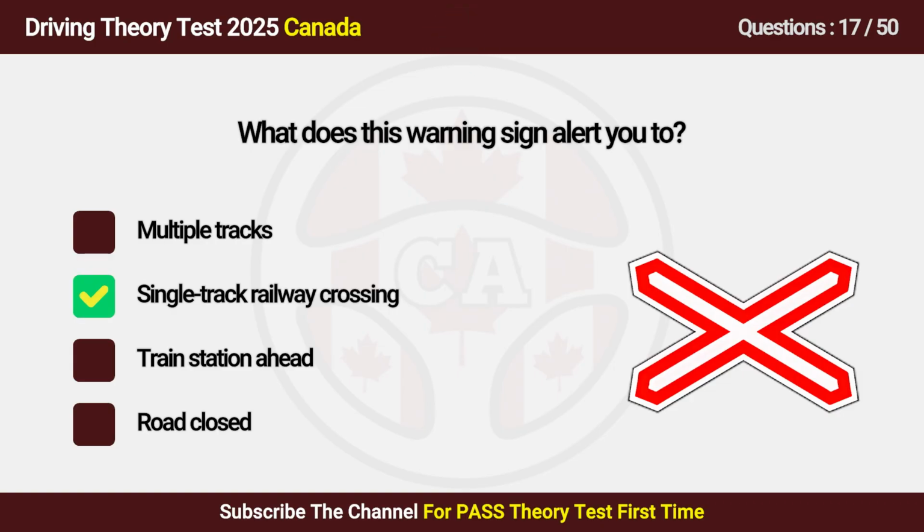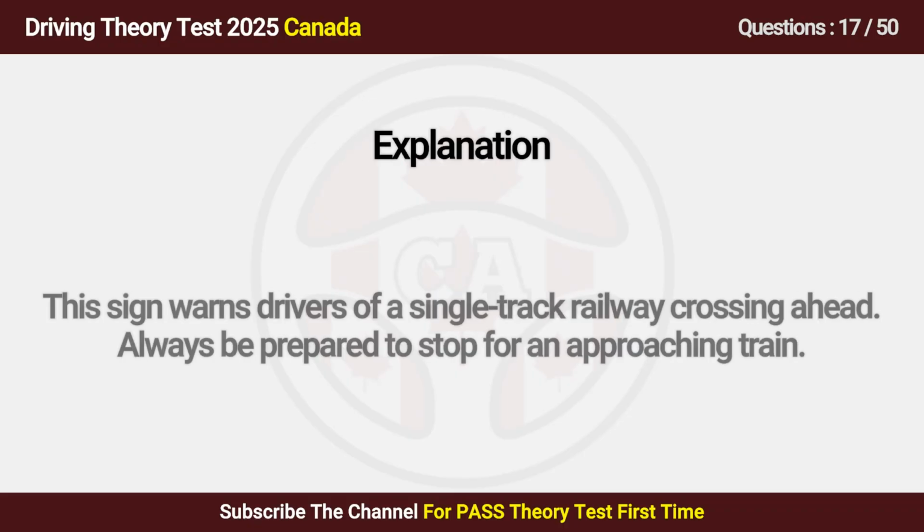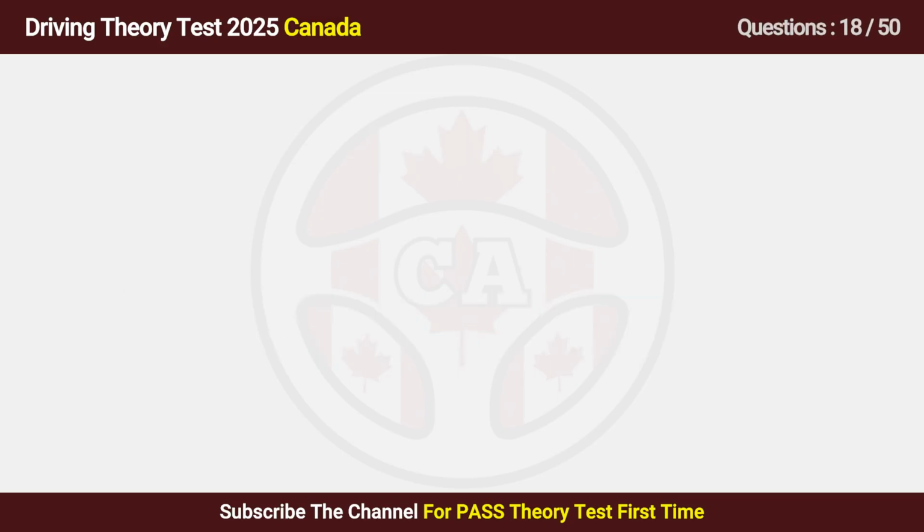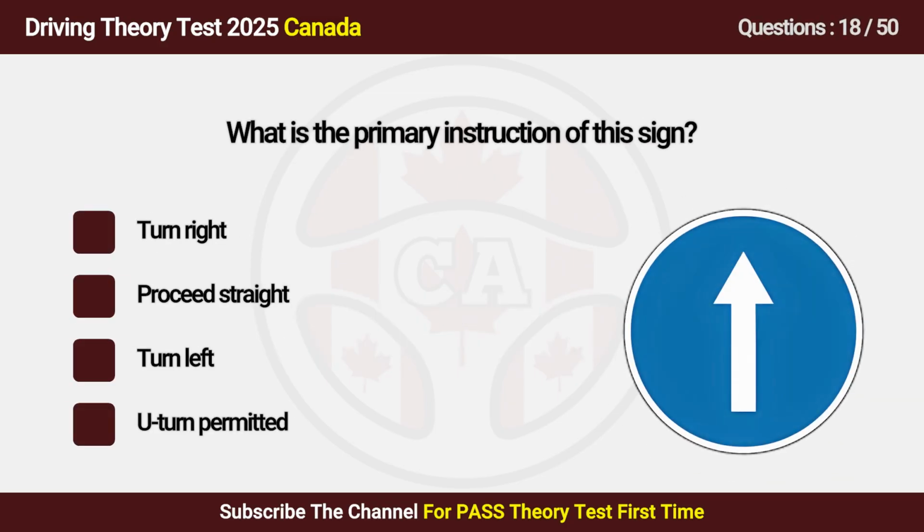Answer is B. Railway crossing. This sign warns drivers of a railway crossing ahead. Always be prepared to stop for an approaching train. Question 18. What is the primary instruction of this sign?